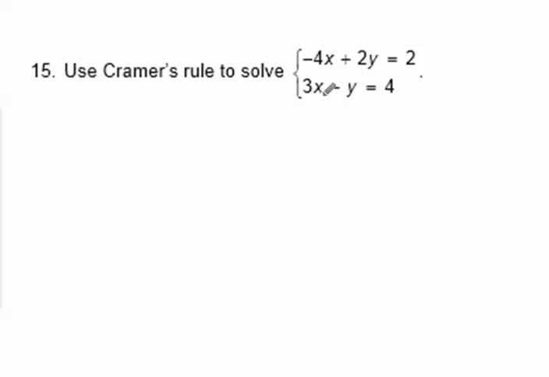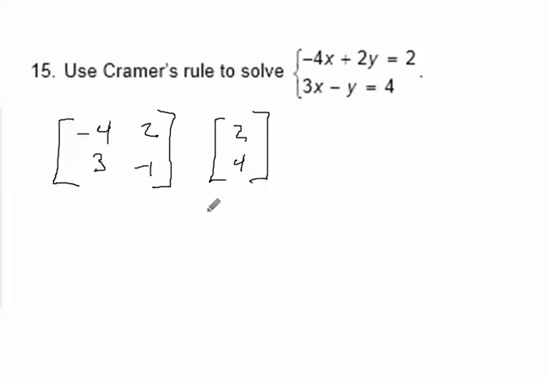If I wanted to solve one of these by Cramer's rule, it's an easy process to do. First thing you do is you write down the matrix that is the coefficients. Negative 4, 3, 2, negative 1. Those are those. I've got my constants here, 2 and 4. And what I'm going to do is replace the first row with this information. I'm going to first of all find the determinant of this one here. Negative 4 times negative 1, that's 4. 3 times 2, that's 6. 4 minus 6 is equal to a negative 2.